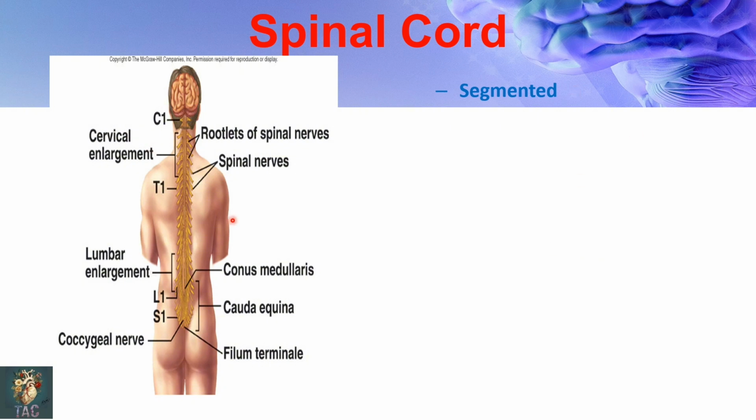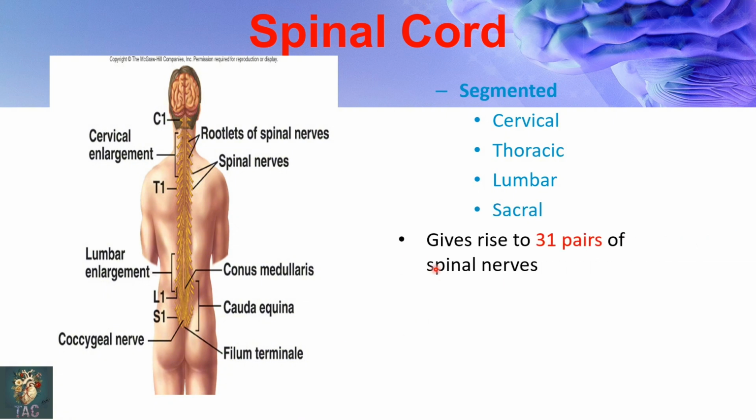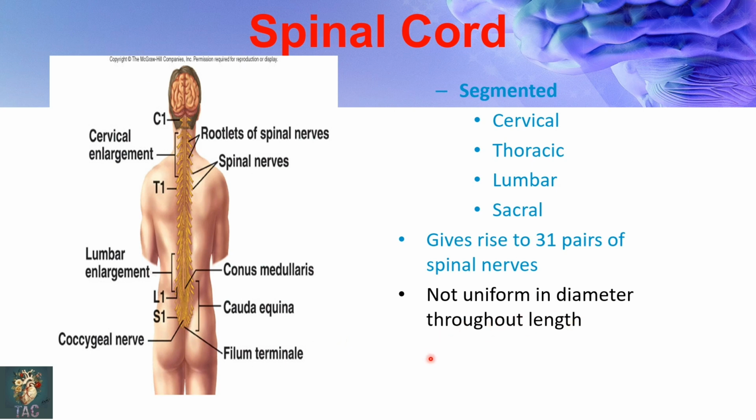So the next important thing is that the spinal cord is segmented, and it contains 31 pairs of spinal nerves, of which 7 cervical, 12 thoracic, 5 lumbar, 5 to 7 sacral, and coccygeal. It gives rise to 31 pairs of spinal nerves, and it is not uniform in diameter throughout its length. So its diameter varies in different areas. Now we will see what these different changes are.